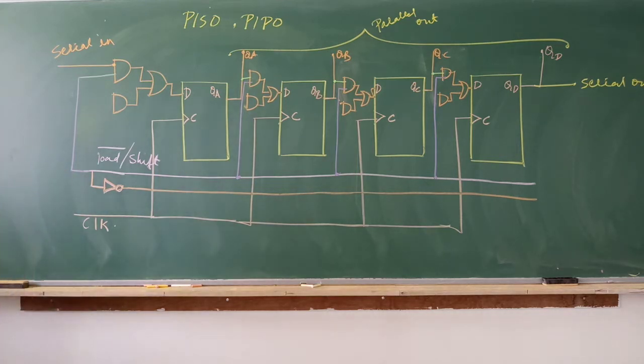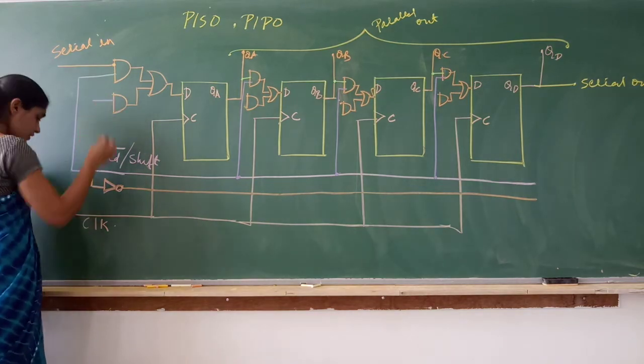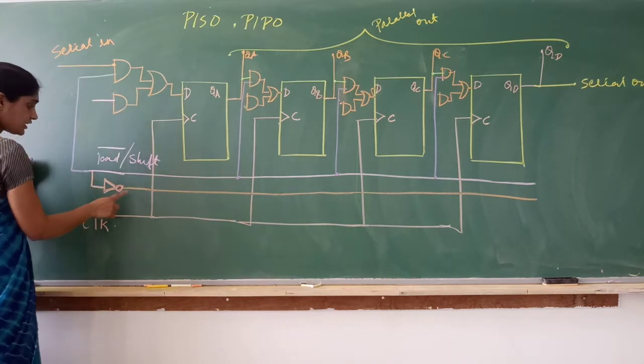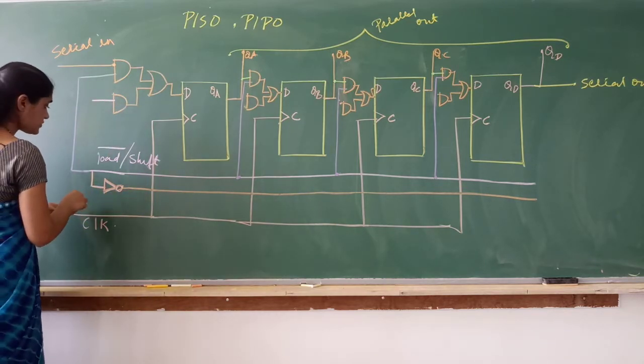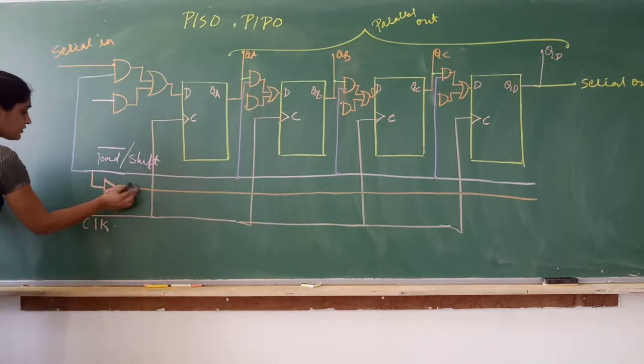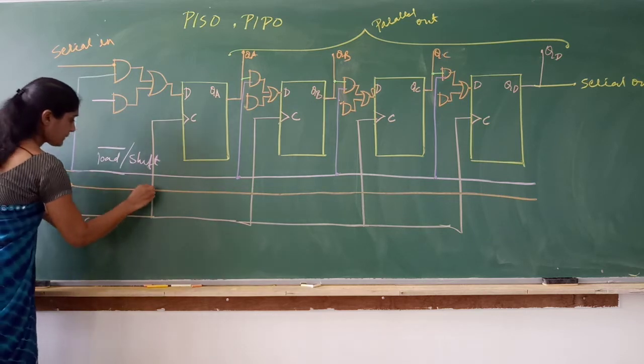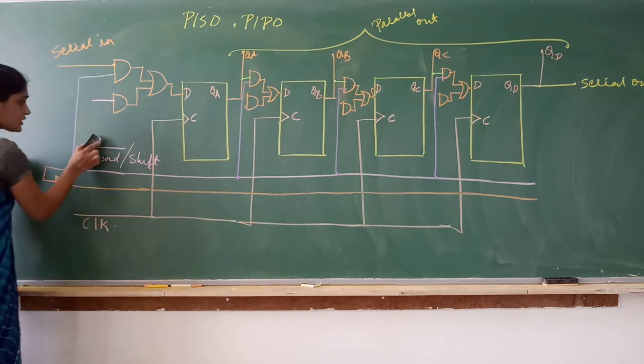First AND gate, one input is from serial in, another input is from the load bar shift line. Now for the second AND gate, one input, I'll use another color. Here I have taken orange color, right, so I will use the same, because for the second level AND gate, through a NOT gate, this one, so I will write it here.